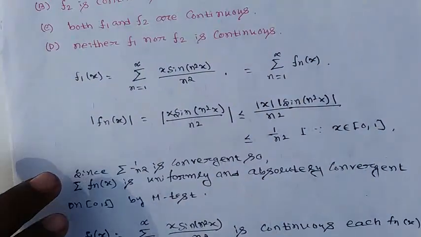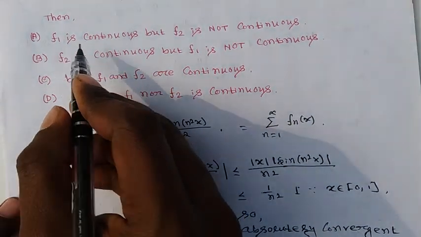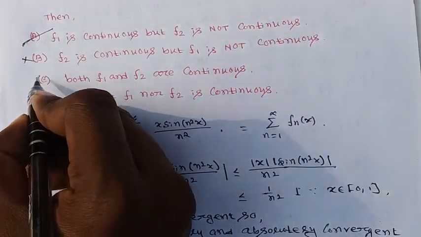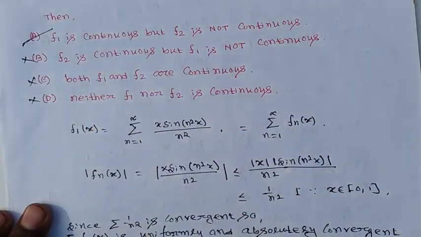So we say that the option "f1 is continuous but f2 is not continuous" is the right option, and the remaining three are false.